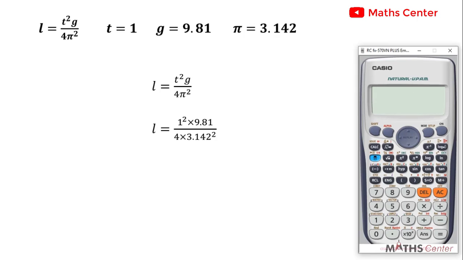So if you take your calculator, you are going to have 1 squared times 9.81 divided by 4 times 3.142 squared. Okay, so it's equal to 0.24845. The number goes on and on. But the question told us to give our answer in 3 significant figures. If you watch the video on approximation, I explained how to correct your answer to 3 significant figures.